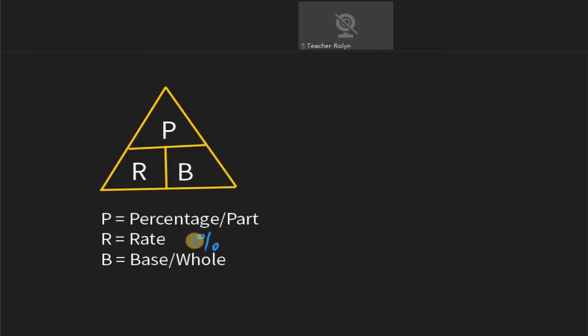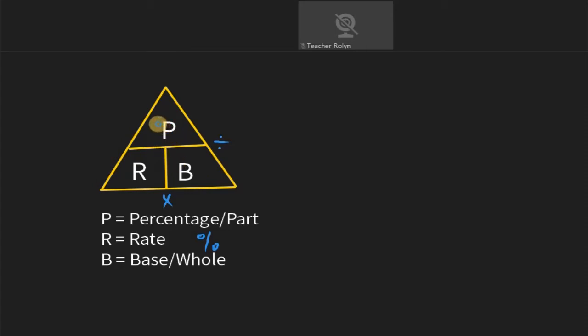Now, we will be using this formula to solve our problem. Pero paano natin siya gagamitin? Alright? So, let me explain further. Itong mga line dito sa loob ay may mga gamit sila. Itong horizontal line, this is division. Itong vertical line, this is multiplication. So, ibig sabihin, kung gusto nating hanapin ang isa sa kanila, we will just use this triangle diagram.